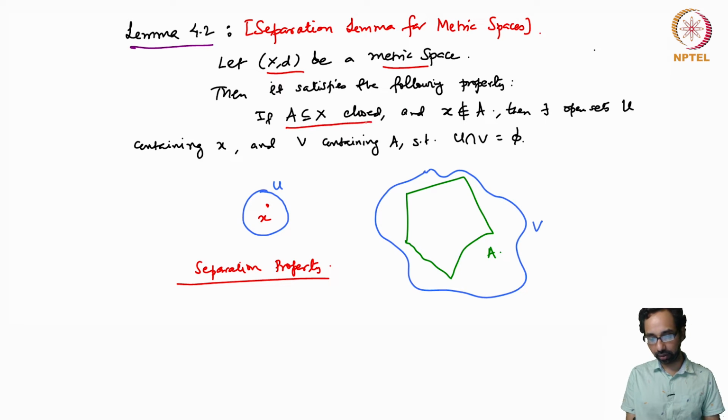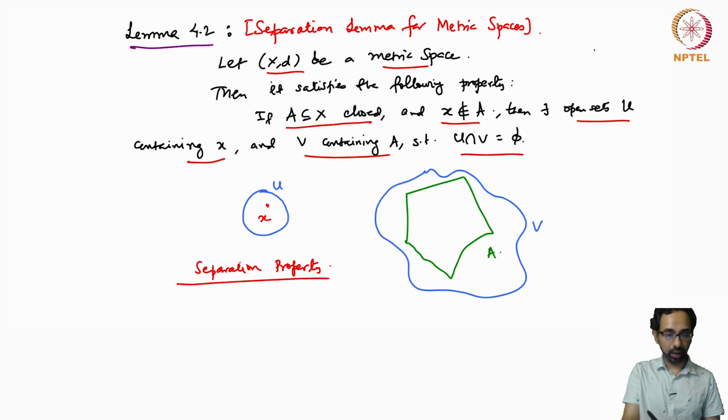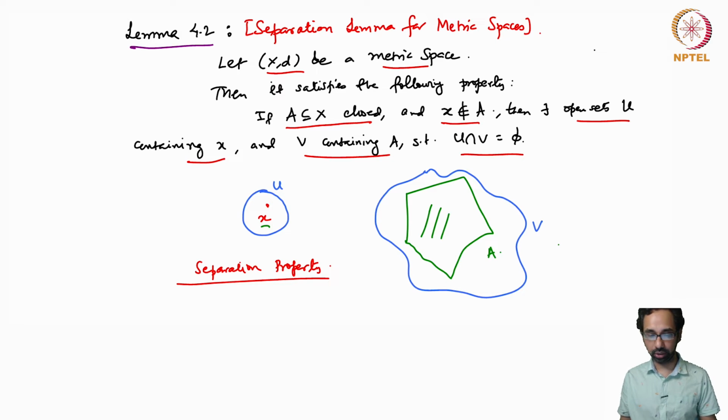It says that if you have a closed subset A and x belongs to the complement of A, then there are open sets U containing x and V containing A which are disjoint. And this is the separation property picture that we saw before. You have a closed set A, and you have a point x, and you have disjoint open sets that contain these two things. Okay, so let us look at the proof of this result.